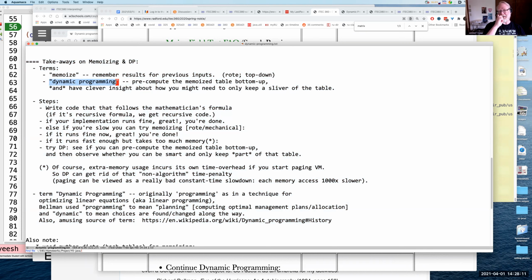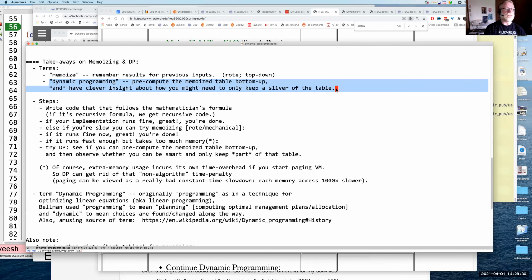So if that's memoizing, what is dynamic programming? The thing that we did different in dynamic programming, we computed the memoized table bottom up. We thought about doing that, but then we realized, hey, if I compute it bottom up, I don't need to keep the whole table. I can just keep a little sliver of it. In this case, the last 4 items was our example there. That's the dynamic programming optimization.